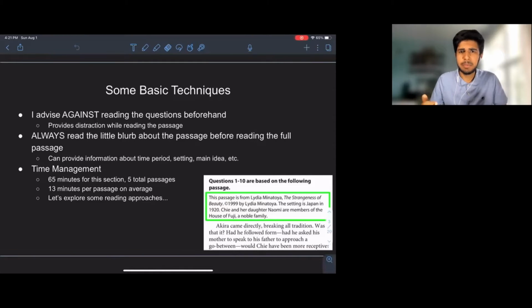And now let's talk a little bit about time management. So the reading section is 65 minutes, and there's 5 total passages. Usually there's a fiction passage, and then a couple of non-fiction passages. There's a debate section, which is essentially 2 passages, and then you have to answer questions about each of them individually and together, and then one more passage. So this yields 13 minutes per passage on average, and so because of that, there are some reading approaches that we can take to deal with this 13-minute time limit.